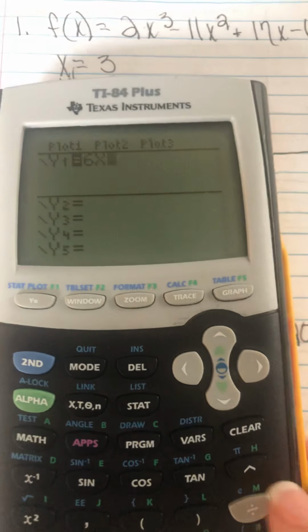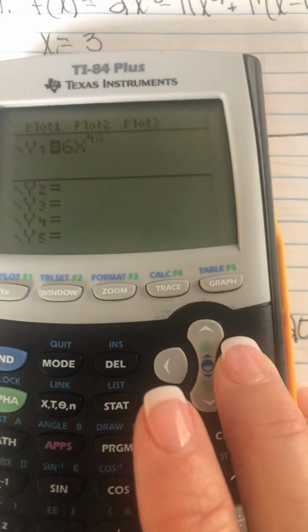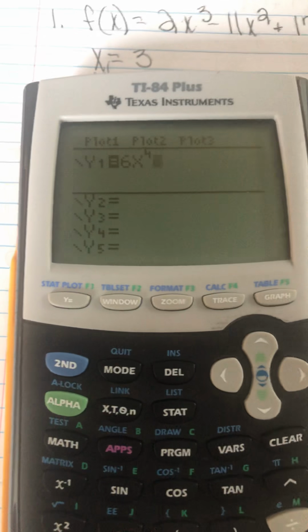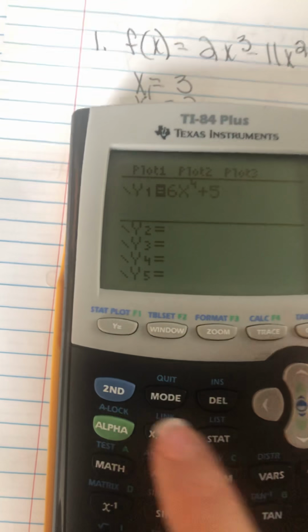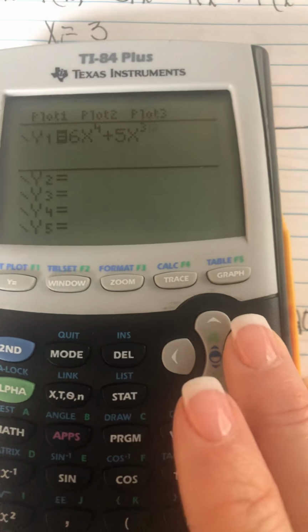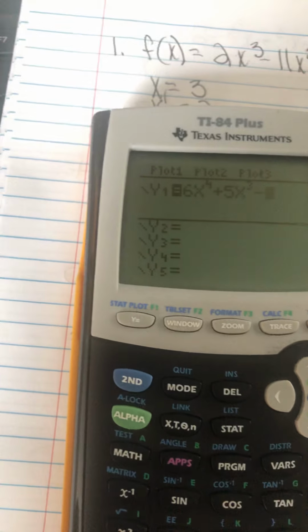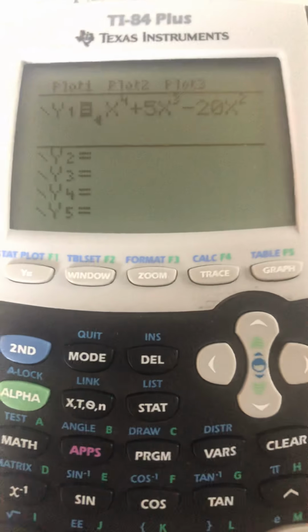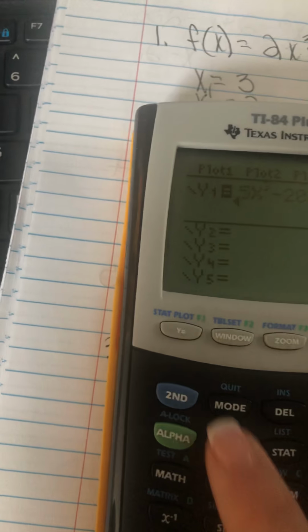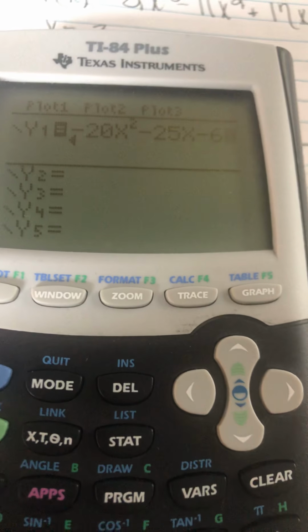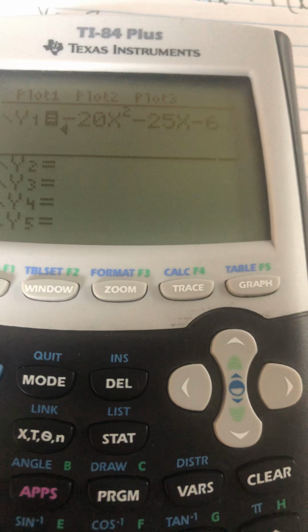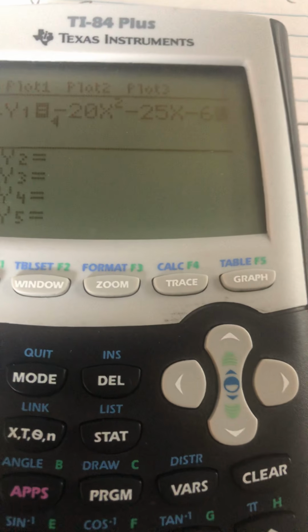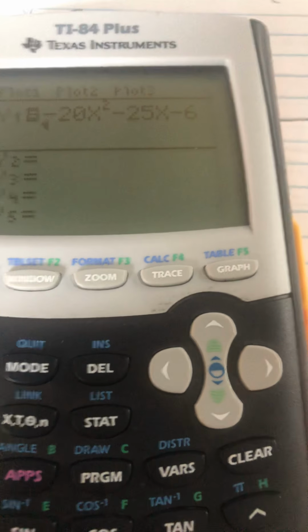So 6x, and then we have to raise that to the 4th power. Be sure and right arrow out of that, 5x, and we're going to raise that to the 3rd power, right arrow out, minus 20x, and then I can just hit the square button for that one, minus 25x, and minus 6. Be sure that you are using minus signs here and not negative signs, otherwise you're going to get an error message. So now we have the function in.